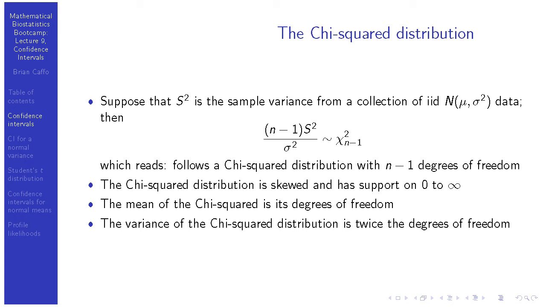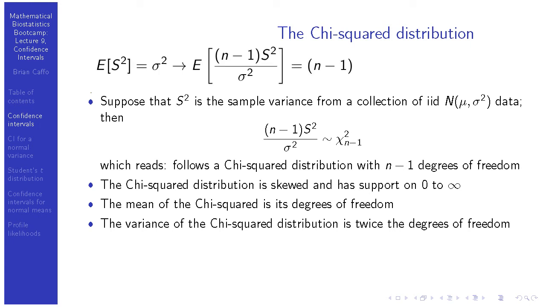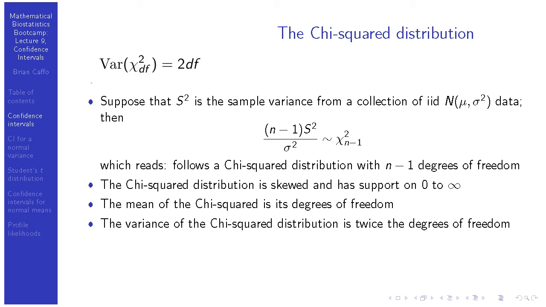The chi-squared distribution is a skewed distribution, and since the sample variance has to be positive, it has support between 0 and infinity. The mean of the chi-squared distribution is its degrees of freedom. We can see that very directly because we recall the sample variance is an unbiased estimator. That's why we divide by n-1 instead of n. If you look at this equation, the expected value of S squared is sigma squared, so the expected value of n-1 times S squared divided by sigma squared, the sigma squareds cancel out, and you get that the degrees of freedom are its expected value. The variance of the chi-squared, by the way, is twice the degrees of freedom.